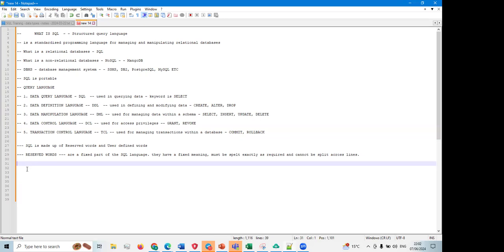Right. So they must be spelled exactly as they are. If you make an error in spelling, it would show an error in your application. User-defined words, on the other hand, as they are words that have been introduced by the user, can be written in any form. Right? They can be written in any form.